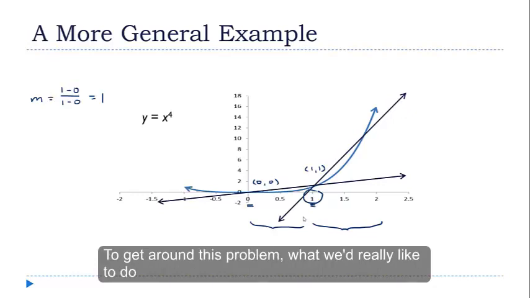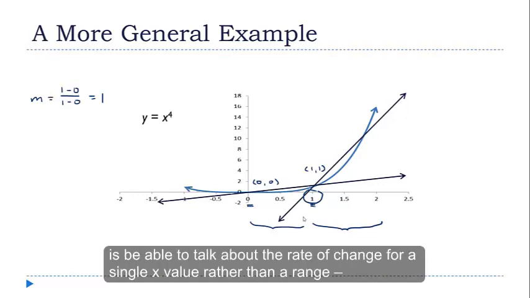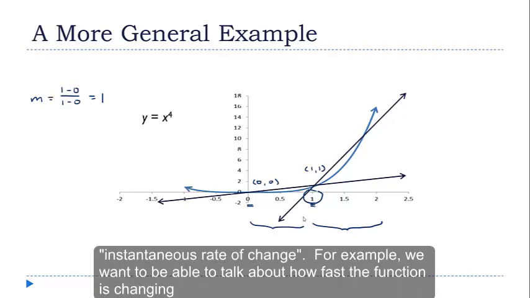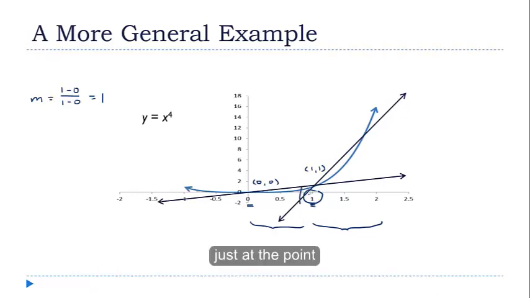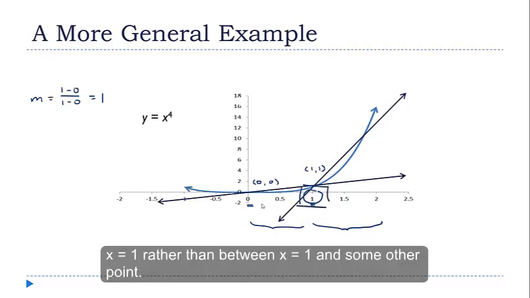So to get around this problem, what we'd really like to do is be able to talk about the rate of change for a single x value rather than a range, what's called the instantaneous rate of change. For example, we want to be able to talk about how fast the function is changing just at the point x equals 1, rather than between x equals 1 and some other point.